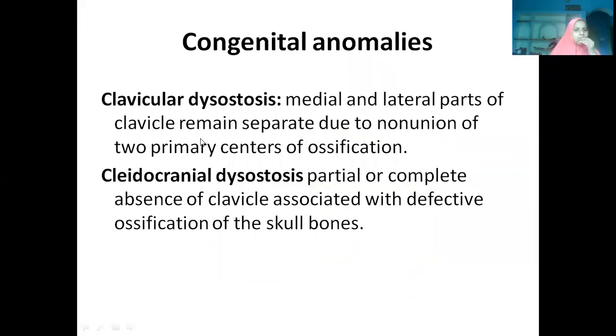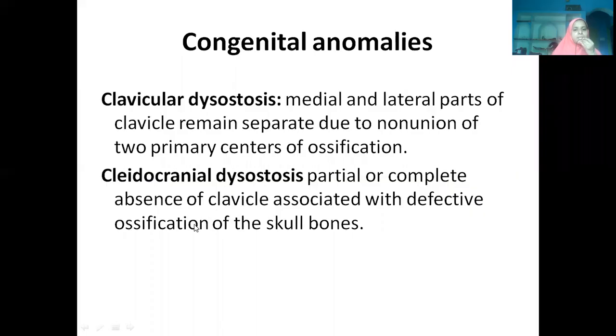Okay, so I will show you what is clavicular dysostosis. The medial and lateral parts of the clavicle remain separate due to non-union of the two primary centers. That means when you take the X-ray, it looks as though two pieces of clavicle are present, on both sides, because the medial end is not coming and fusing with the diaphysis, and the lateral end is also not coming and fusing with the diaphysis. Okay, that condition is called clavicular dysostosis.